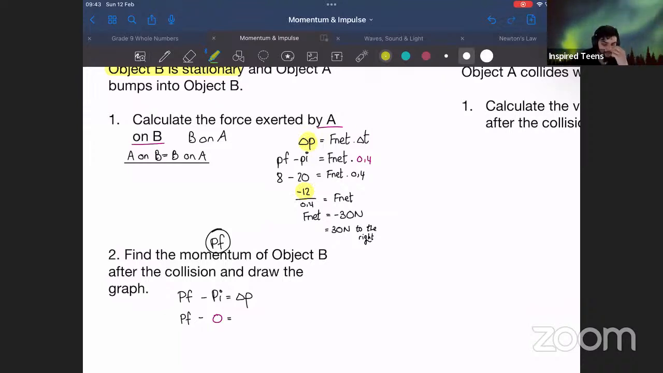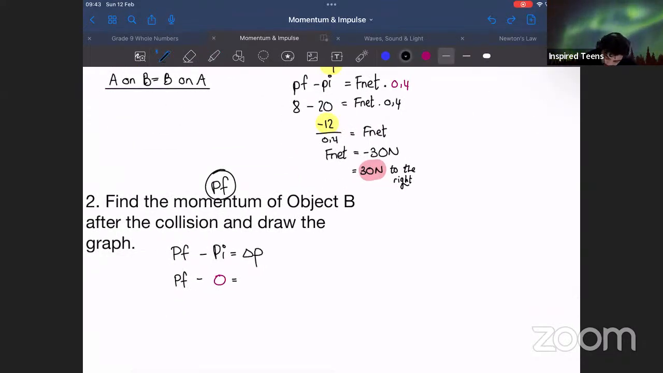Or maybe it's better that you say force, because we calculated the force as well, right? So force times delta T. Remember, this is negative 30. Now, the force on the other object is going to be positive 30. Okay, I hope that makes sense. So you could use both methods.